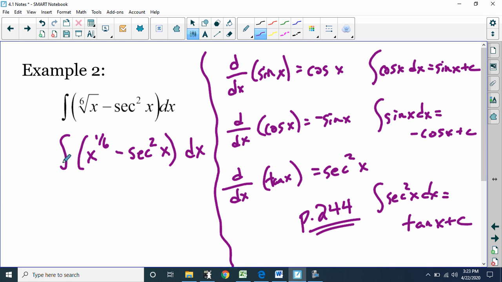So when we go to integrate this, we have the integral of x to the 1/6 power. So we add 1 to the exponent. Adding 1 would give me 1 and 1/6. And then we divide by this same thing. So if I divide by 7/6, I'd have 1 divided by 7/6.